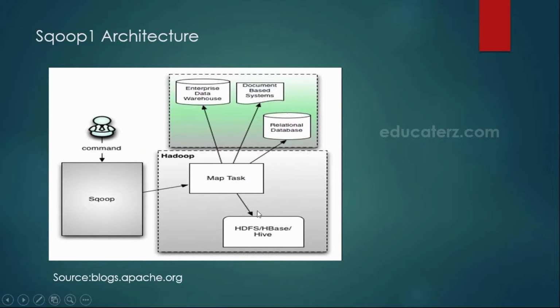Also, if you observe this, it has only the map task, because internally Sqoop also uses MapReduce, similar to how Hive or Pig use it. Here it uses only the map task. There is no reducer task in Sqoop. As I mentioned, with the help of Sqoop, from these enterprise data warehouses, document-based NoSQL databases or RDBMS, you can load that into your Hadoop, HBase, or Hive.